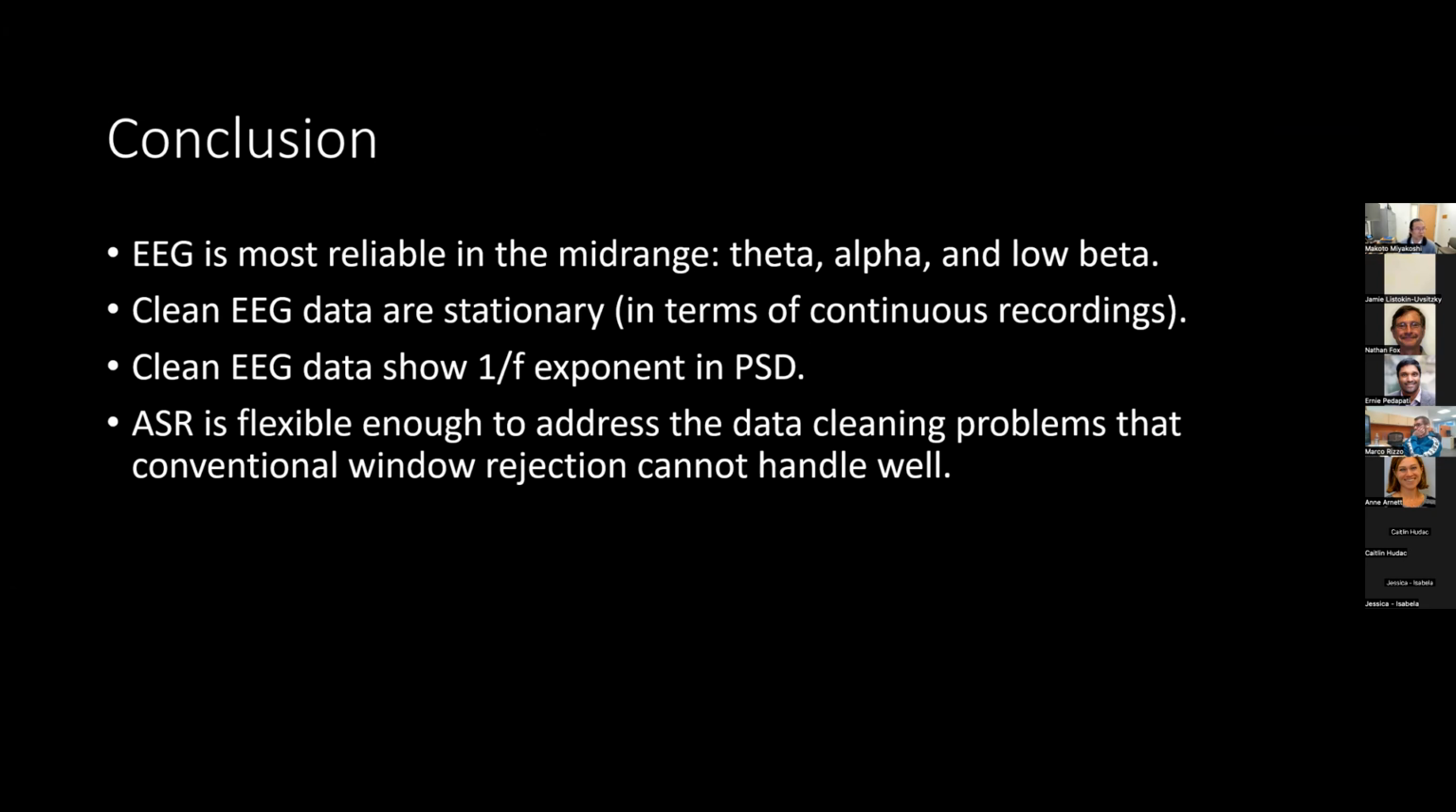Okay, the final conclusion is that EEG is most reliable in the mid-range, which is theta, alpha, and probably low beta. And when we talk about very low frequency range as delta or very high frequency range as gamma, then we have to remember those skepticisms and the past publication that shocked all the EEG researchers: oh, this was not from the brain. Those criticisms are always valid, and we have to be careful.